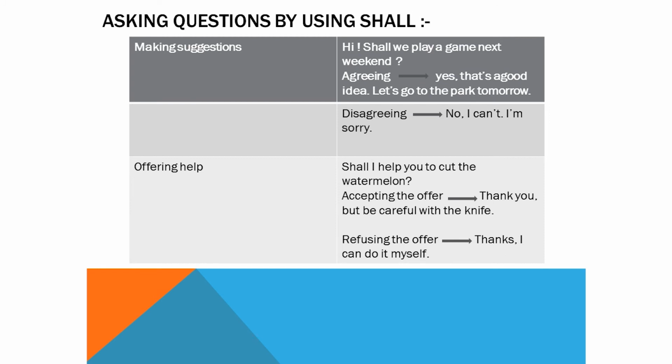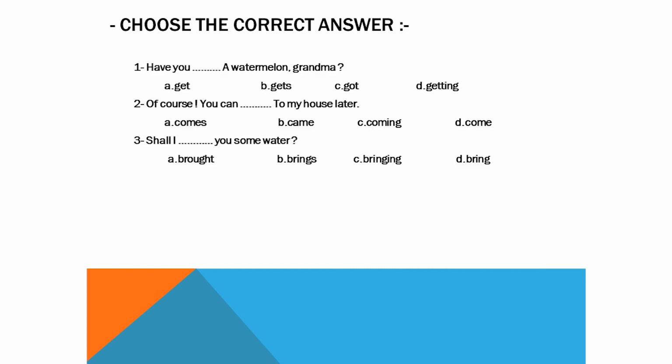We can use shall also in offering help. For example, shall I help you to cut the watermelon? To accept the offer, we say thank you, but be careful with the knife. To refuse the offer, we use thanks, I can do it myself.